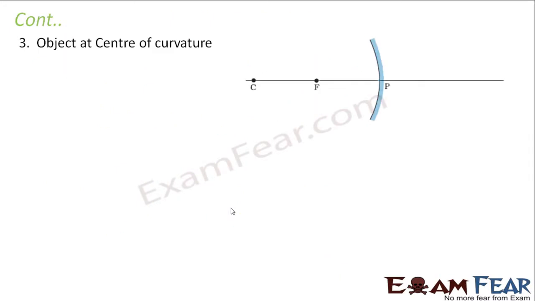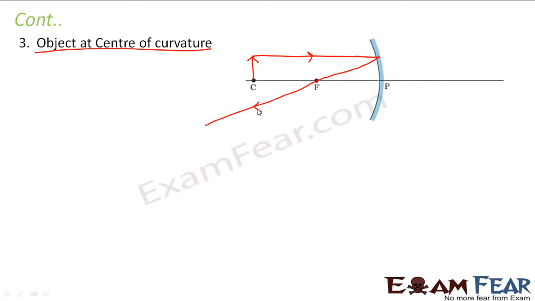Now let us look at the third scenario where we say that the object is located at the center of curvature. So the object is here. This is my object. So in this case, what will happen? Again, we consider a ray of light parallel to the principal axis. After reflection it passes through the principal focus. Alright. Now let us assume another ray of light which passes through the principal focus. So after reflection, what will happen? This is rule number 2. It goes parallel to the principal axis.